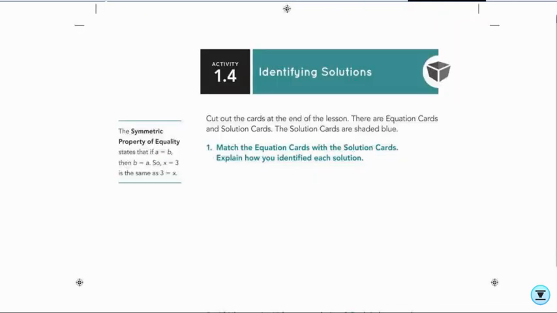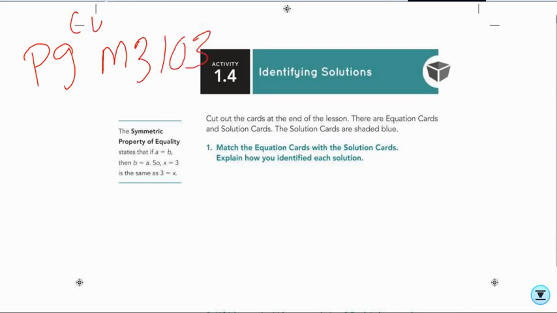In the next section, you're going to have to match. We're going to need to take the equation cards, which are on page M3.103. And so that's going to be right here, and we'll walk through how to match these. So for question 1, it just says to match them that have solutions.